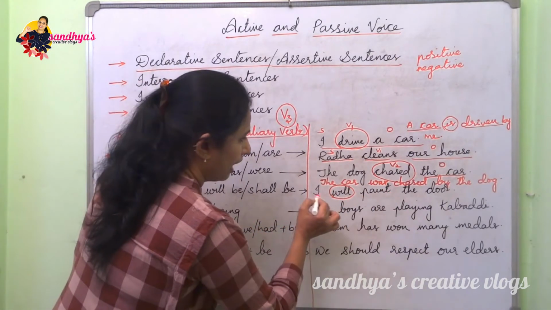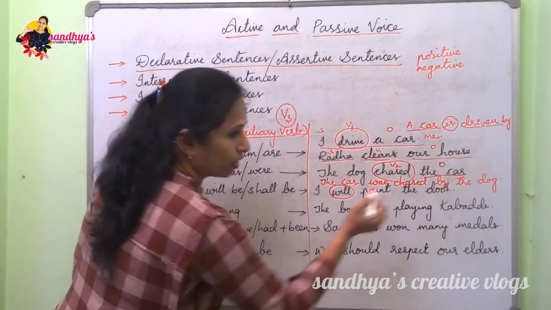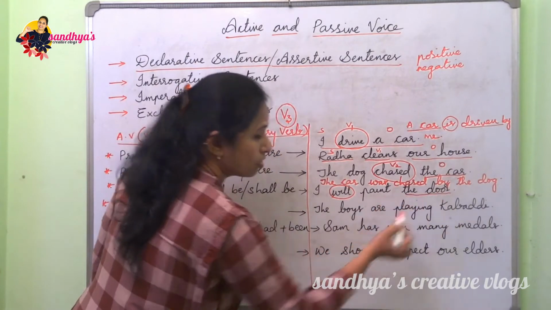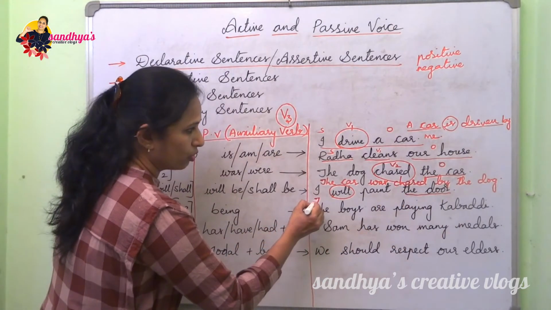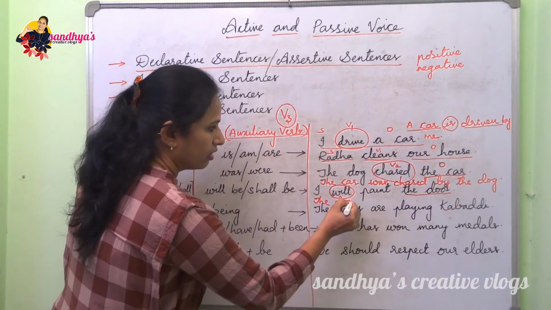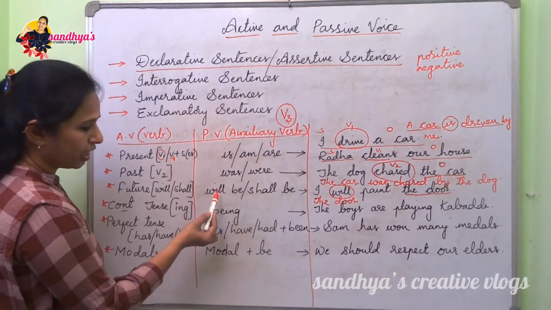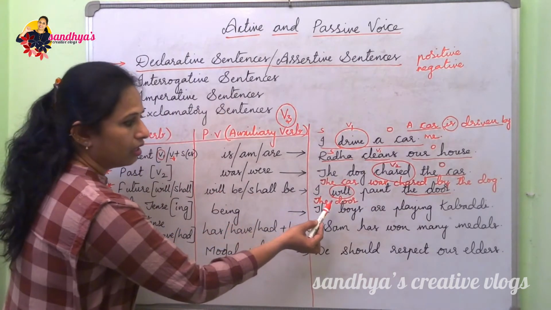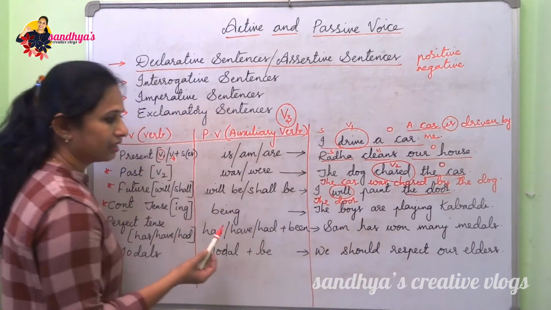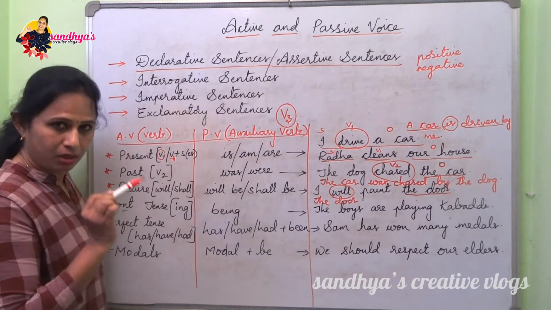Now, I will paint the door. Now the door is the object. So start with the door. The door. Now what are you supposed to take? You can take will be or shall be. But as this is a third person, we will be taking only will be.